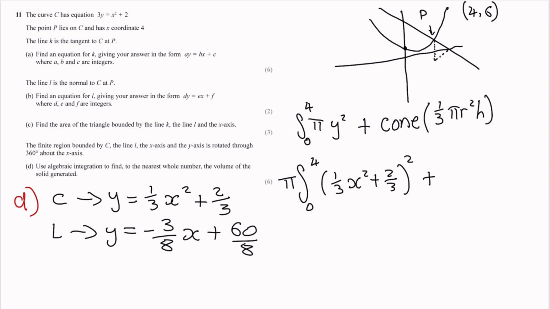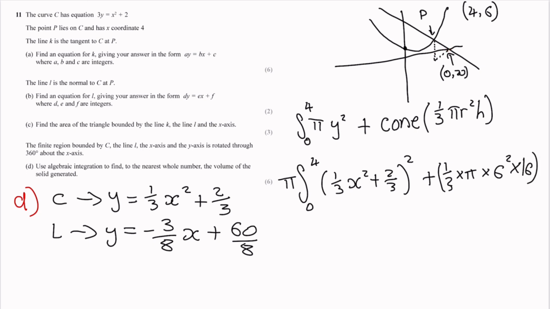So the radius is from this x-axis to P, which is 6. So it's going to be 1/3 times pi times 6 squared times the height. Now the height of this cone is from this point to this point. Now if you remember in the previous question we found where this line crossed the x-axis and it was at a value of 20. So this coordinate here is 0, 20. So the height of my cone is from this point to this point, which is 4 to 20. So the height is 16.